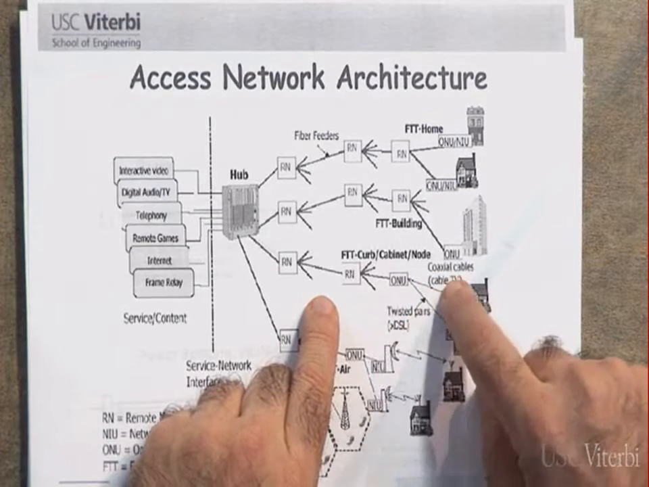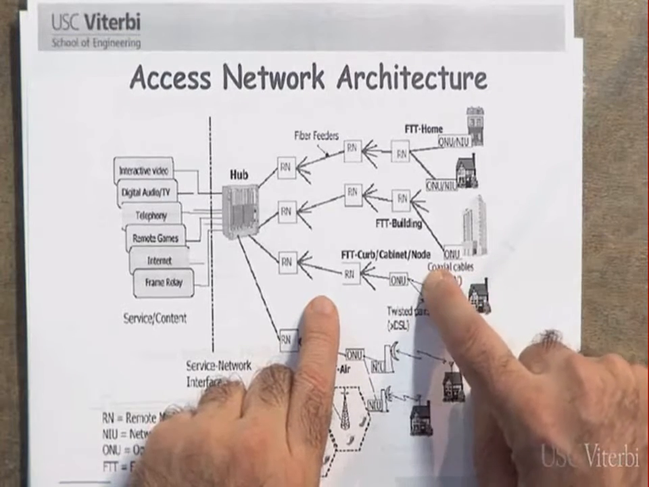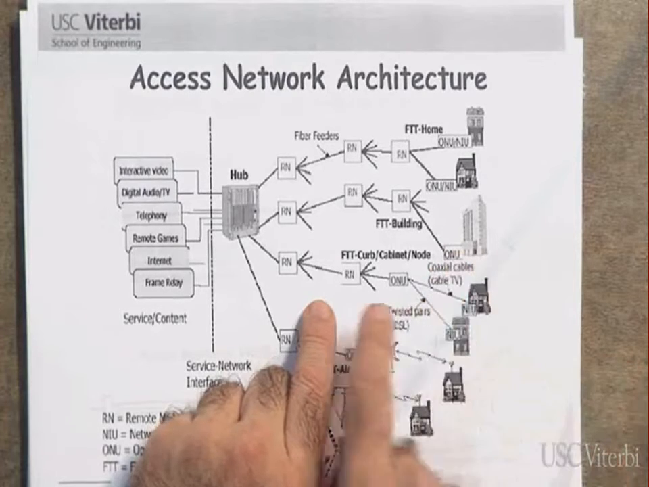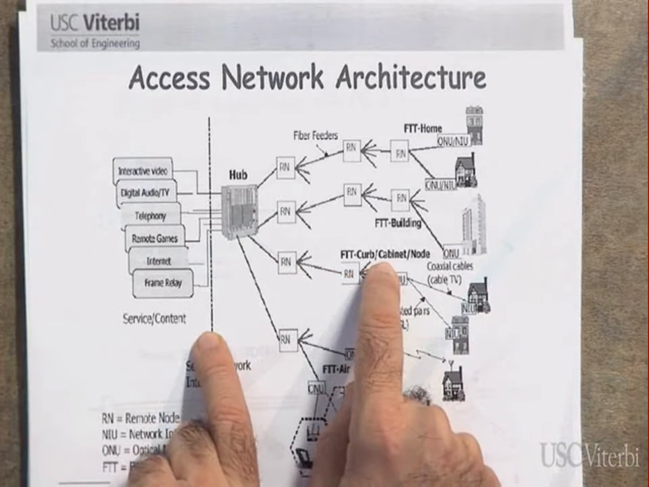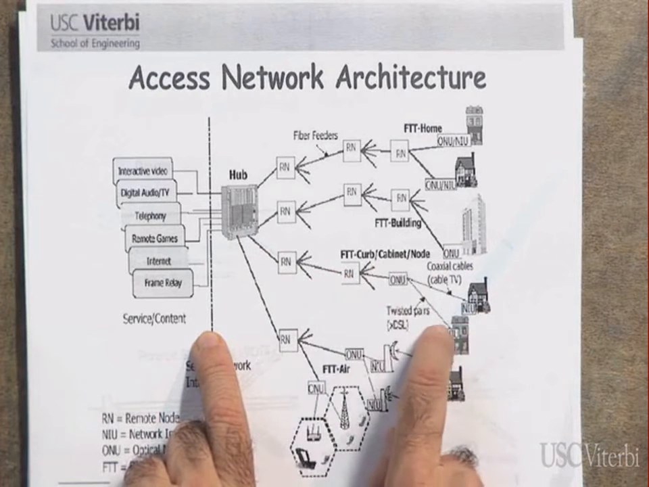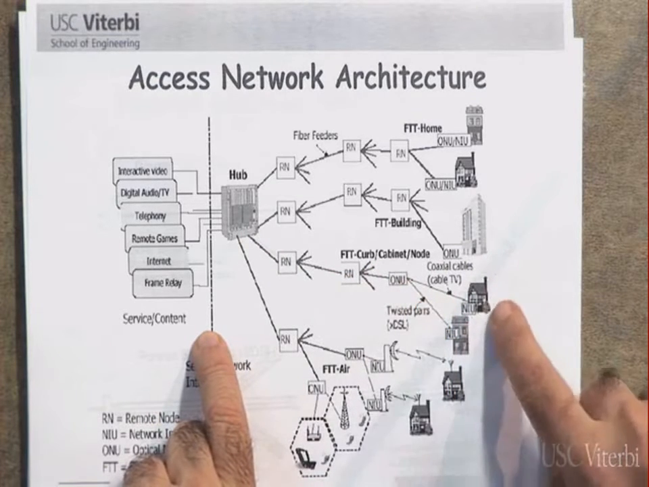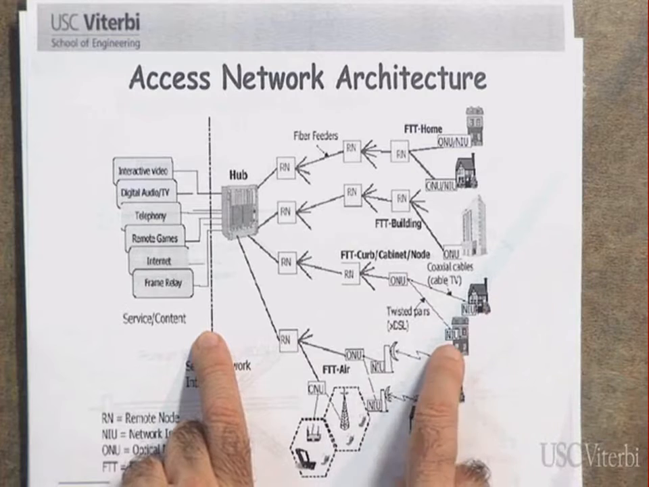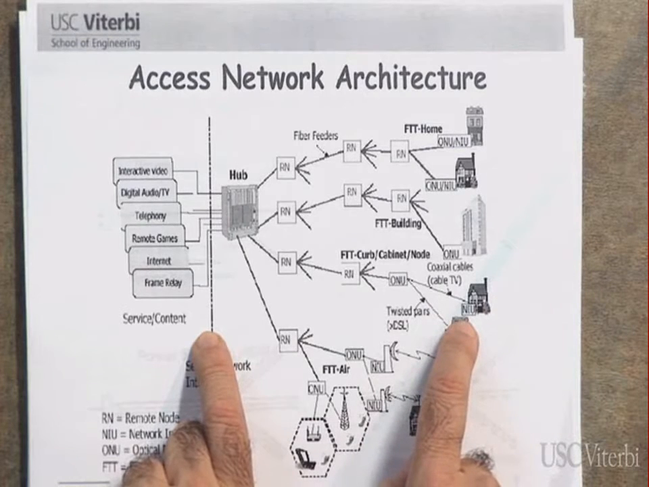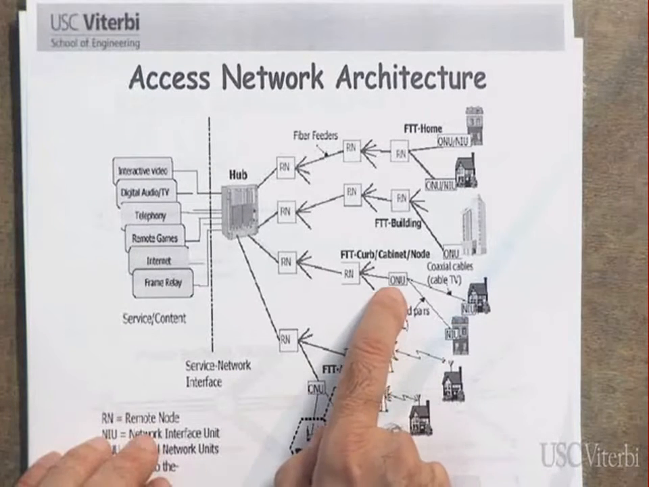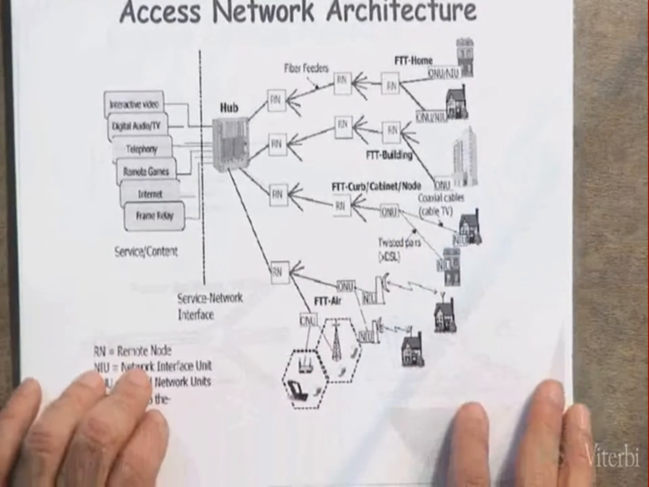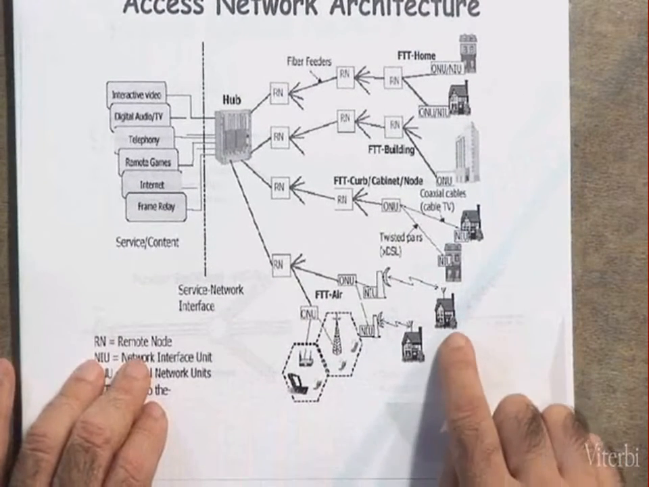In other words, this part is not fiber, but from here to here is all the way fiber. Clear? When I say network interface units here at the homes, these are not optical network interface units. These are DSL interface units or cable interface units. The optical interface unit is at the curb. Clear?